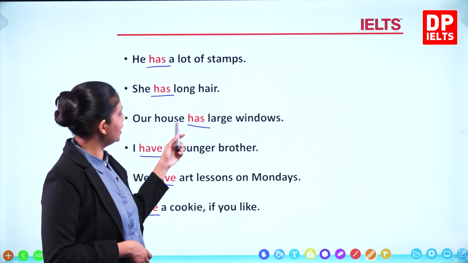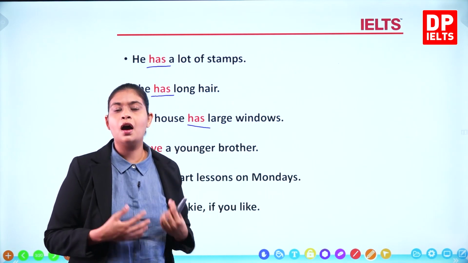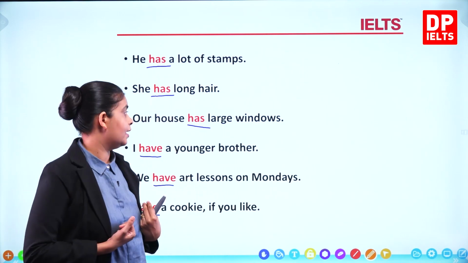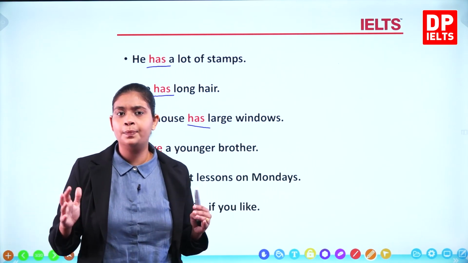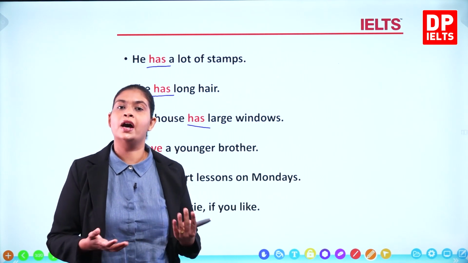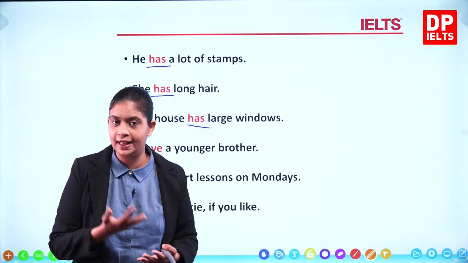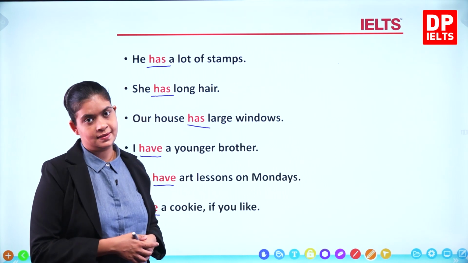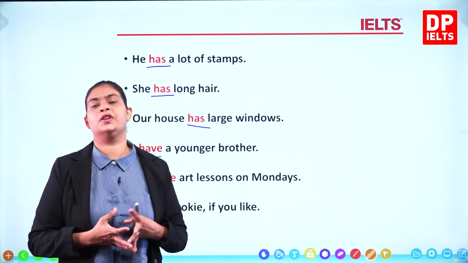Our house has large windows. Our house, that means it belongs to us. And in that house, we have very big windows. Because that house belongs to us and because it is something in that house, we say our house has. Because in that specific house only, these windows are there.